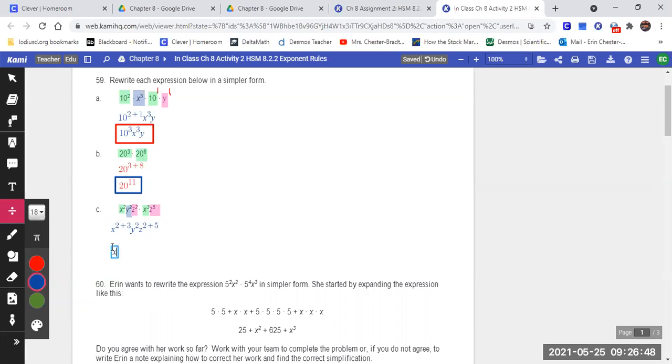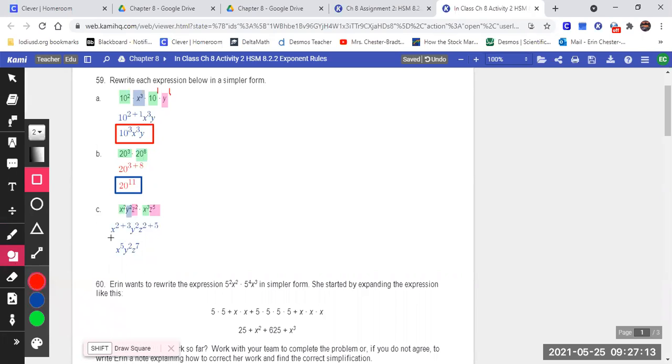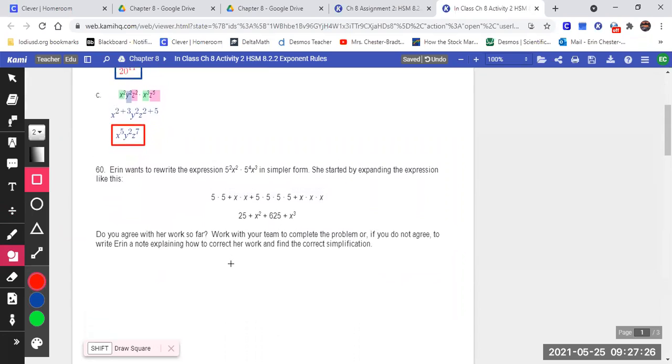So what is the power on the X going to be now? 5. What is the power on the Y going to be? Still 2. What's the power on the Z going to be? 7. All done. Okay. Questions about that one? That was the same thing as we did yesterday. We got to skip the spread it out part first, though. Kind of nice.